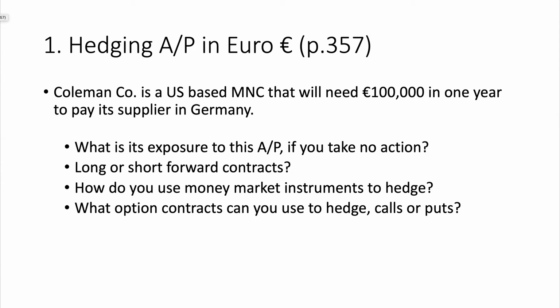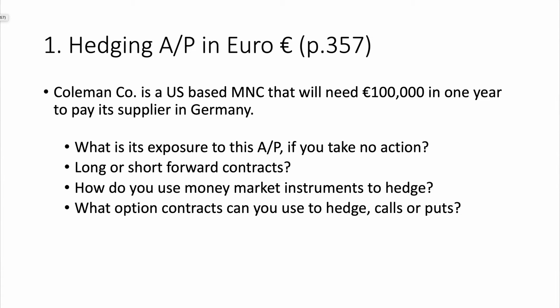So what if we don't do anything? The manager asks themselves, what is the exposure to this accounts payable? The second one is, if we decide to hedge it, if we use a forward contract to hedge it, should we go long or short? The third one is, how do you use a money market instrument to hedge this position? The last one is about using currency options to hedge it. Should we use calls, or should we use puts?